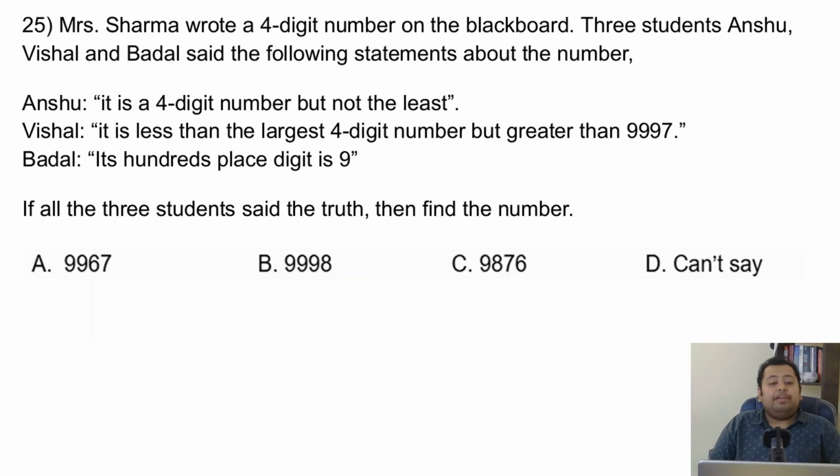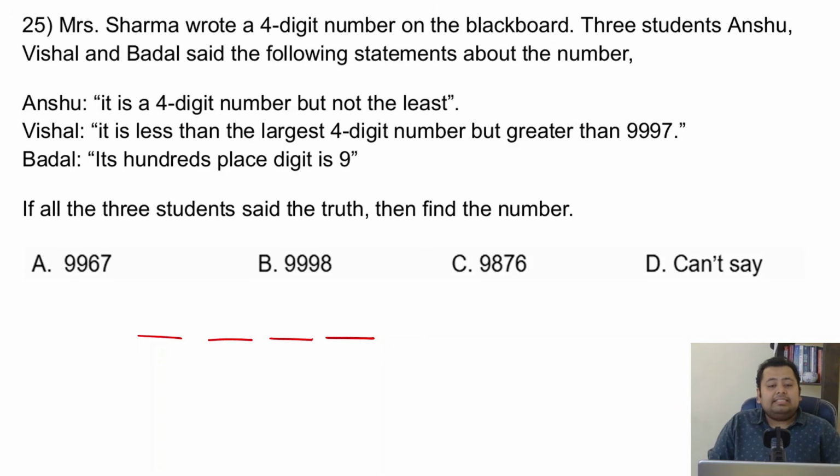Let's now go to question number 25. Mrs. Sharma wrote a four-digit number on the blackboard. Three students, Anshu, Vishal, and Badal, said the following statements about the number. Anshu said it is a four-digit number, but not the least. So it is not the least four-digit number.